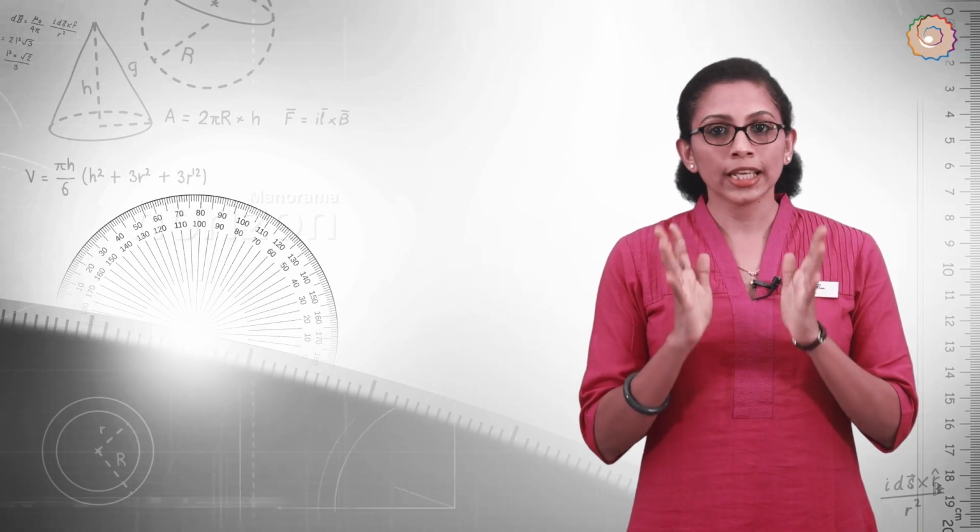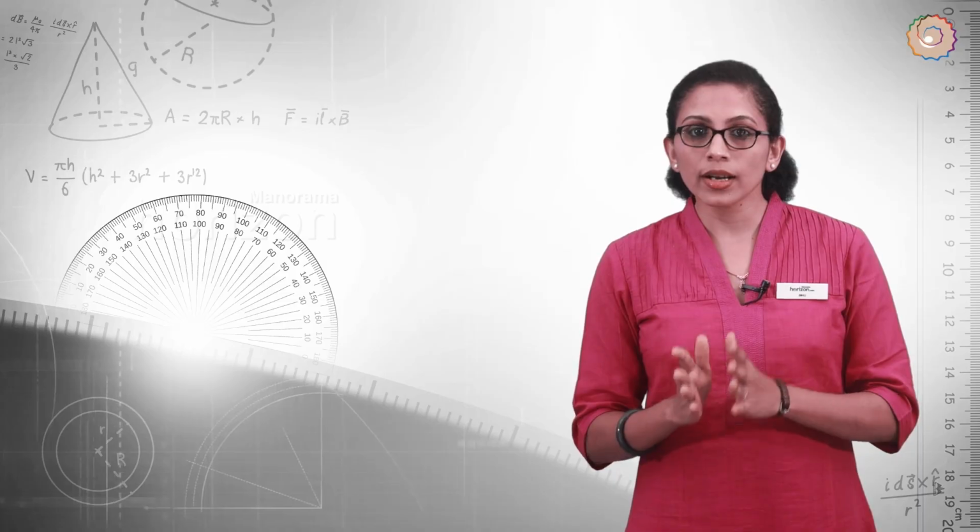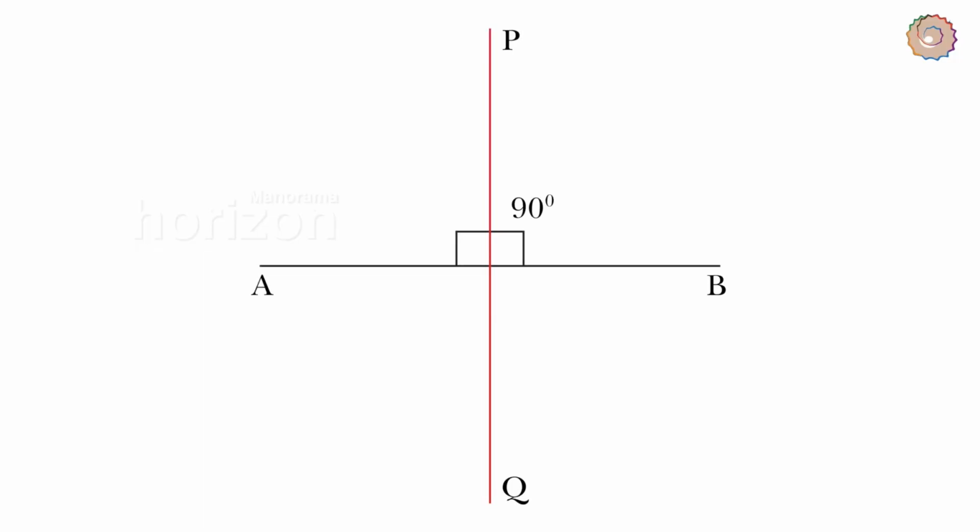Construction 2. The statement is to construct the perpendicular bisector of a given line segment. So, what is given? A line segment AB is given and we want to construct its perpendicular bisector. Let's move on to the steps of construction.